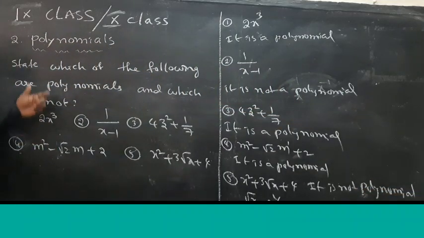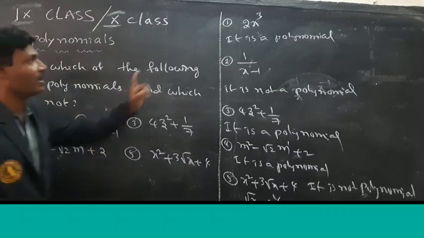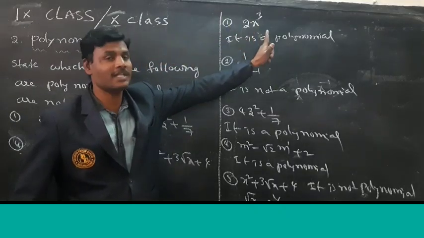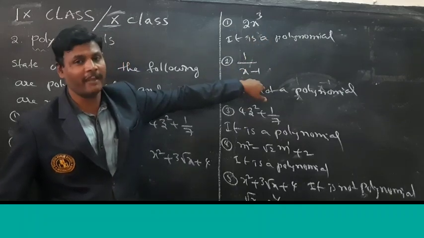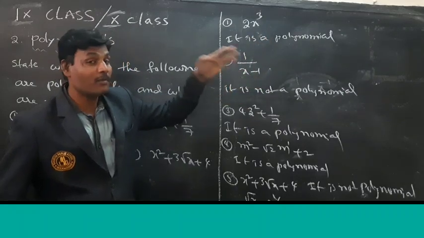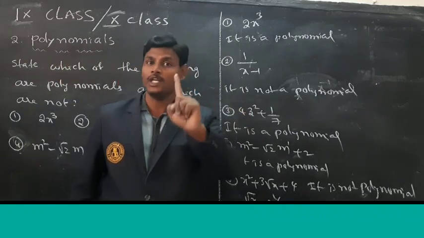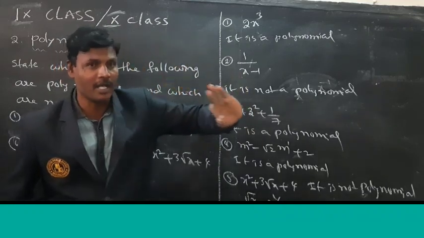So here what is the question? State which of the following are polynomials and which are not. Here I have 5 questions. From these 5 questions, the first one is 2x cube. Here the variable power is positive, so it is a polynomial. Move to the second question. Here the variable is in the denominator. It means the variable has a negative power, so it is not a polynomial.